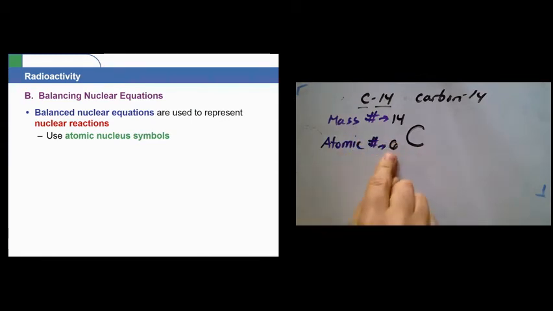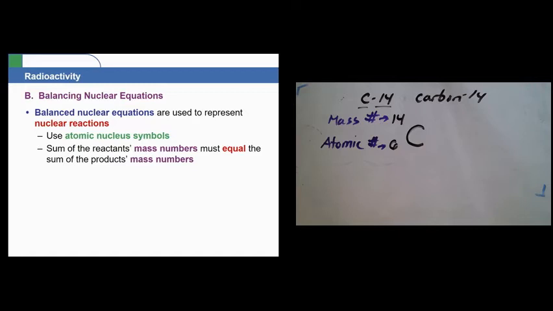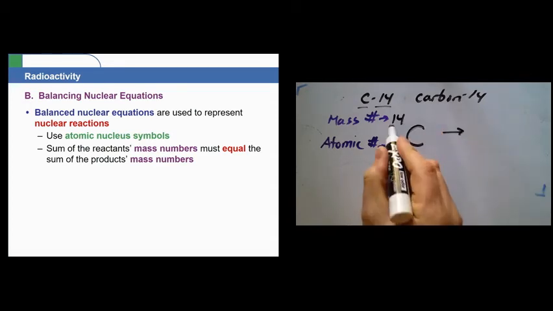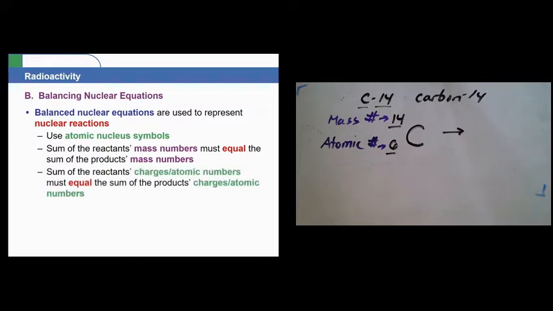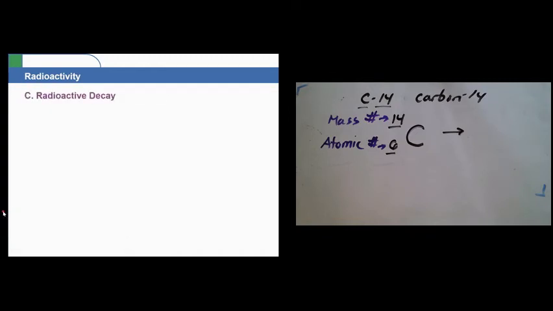Now, oftentimes, this can be considered the charge as well. Since there are 6 protons, it has a positive 6 charge. And when you are balancing a nuclear equation, the trick to remember is on both sides of the arrow, so you have your reactants and your products, both sides of the arrow need to have equal masses and equal atomic numbers. That's the key thing to remember. So the sum of the reactants' mass numbers must equal the sum of the products' mass numbers, and the sum of the reactants' charges or atomic numbers must equal the sum of the products' charges and atomic numbers.